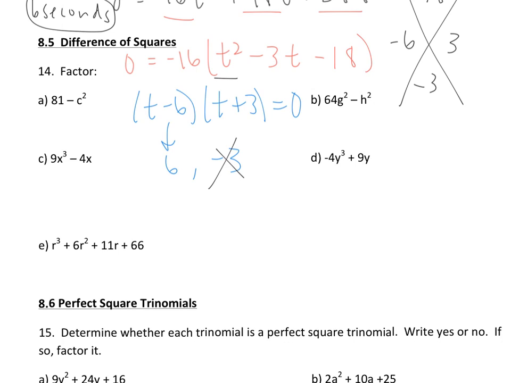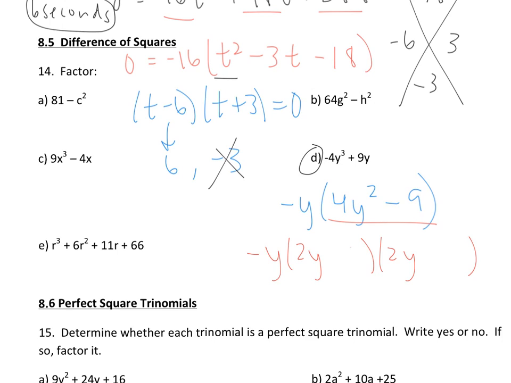Now let's go on to 8.5 difference of squares, and let's look at question D here. So I'm going to look at negative 4y cubed plus 9y, and the first thing I'm going to look at is factoring out a GCF. And I'm going to take out a GCF of negative y and then undistribute and get 4y squared minus 9. Now I continue to look at 4y squared minus 9 and realize it is a difference of squares, and break that down into two binomials that are almost the same. Take the square root of my first term and get 2y. Take the square root of my last term and get 3. And one has a plus sign, the other has a subtraction sign, and that is my final answer.